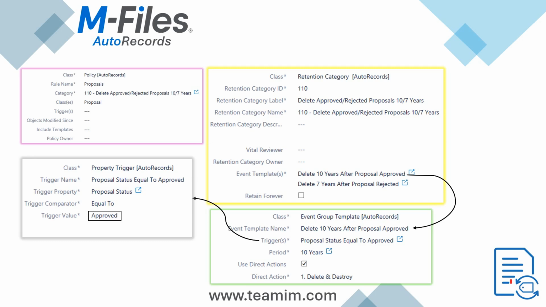Importantly, since proposal status is a select list property, behind the scenes M-Files associates an ID with each possible value in the list.